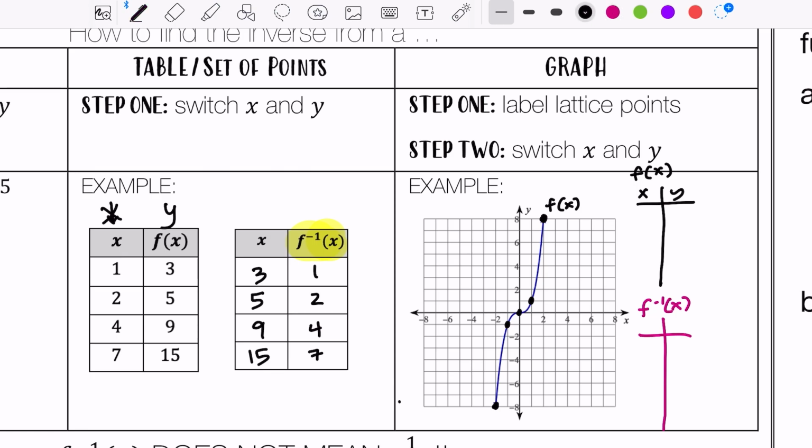So I always like to start on the left side of my graph because it's least to greatest. So that's -2, -8, -1, -1. Then it's 0, 0, 1, 1, and 2, 8. So what do we do now? We are just going to switch x and y.